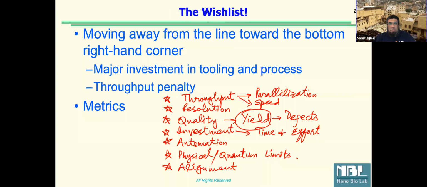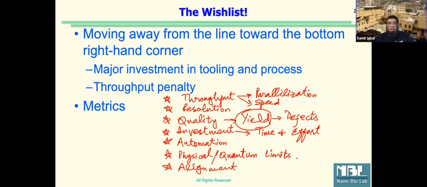This is what it says then. We want to move away from the line towards the bottom right-hand corner. But that requires major investment in tooling and process. When one mask set is in millions of dollars and you have to change the whole machinery, that's going to be many, many more millions of dollars. Think about it. That's something which has led us to what we call next generation lithography.